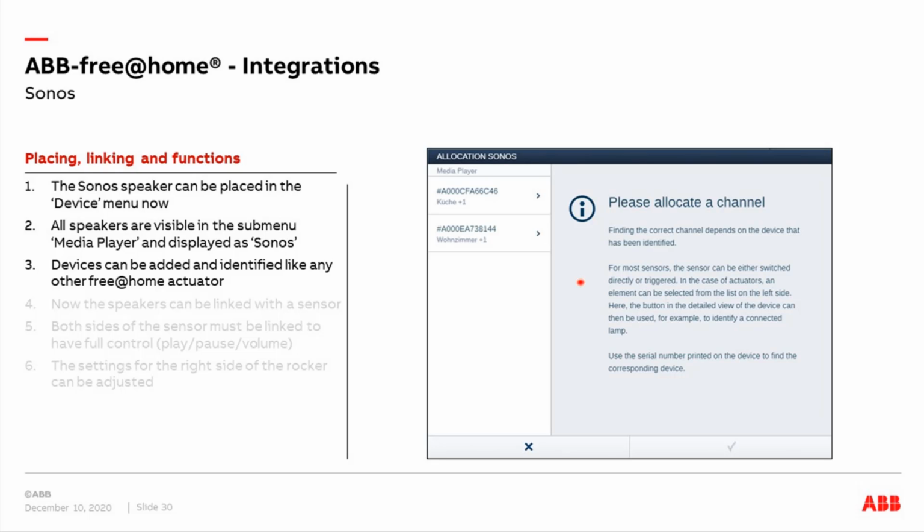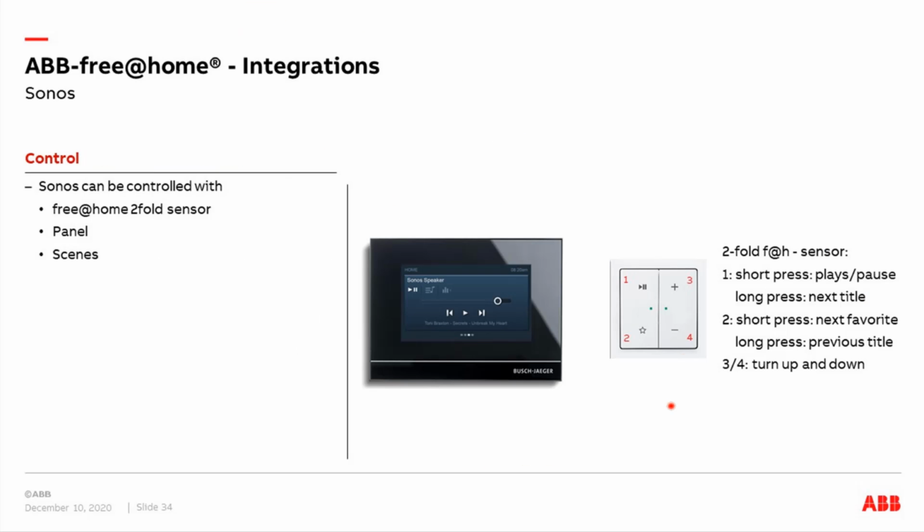Good, so this is the standard application, how we can control Sonos. As I said, the left side is usually used to play and pause. With a long press, you can select the next title or previous title. On the right side, you usually have the option to increase and decrease the volume.